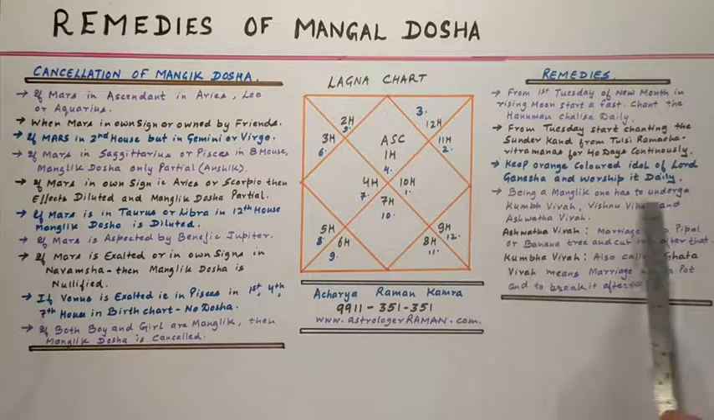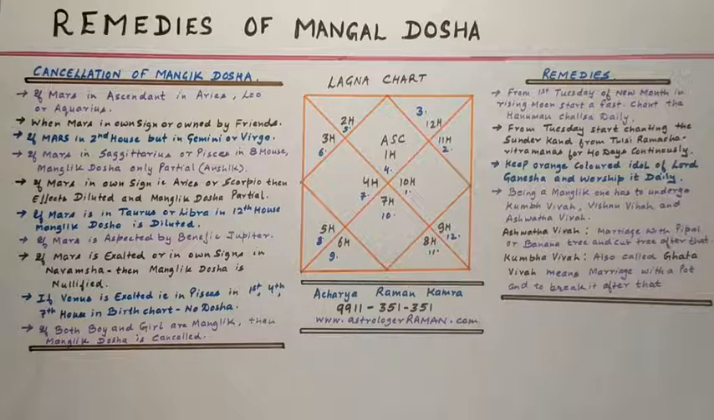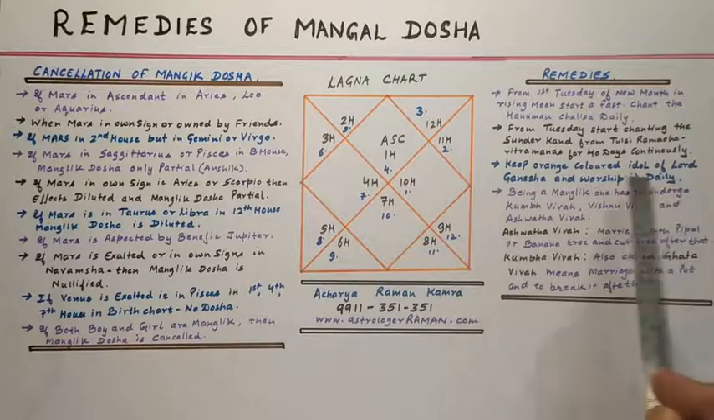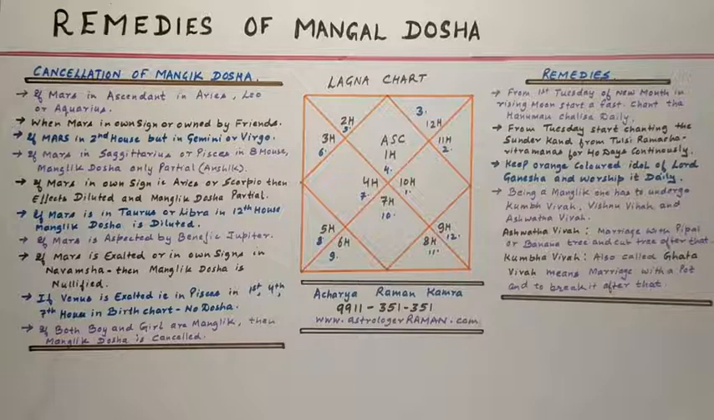Being a Manglik, one has to undergo Kumbh Vivaha, Vishnu Vivaha or Ashwatha Vivaha. Ashwatha Vivaha means marriage with a peepal or banana tree, and cutting the tree after that. Kumbh Vivaha, which is also called Ghat Vivaha, means marriage with a pot and breaking it after that. Keep an orange colored idol of Lord Ganesha in the worship room and worship it daily.